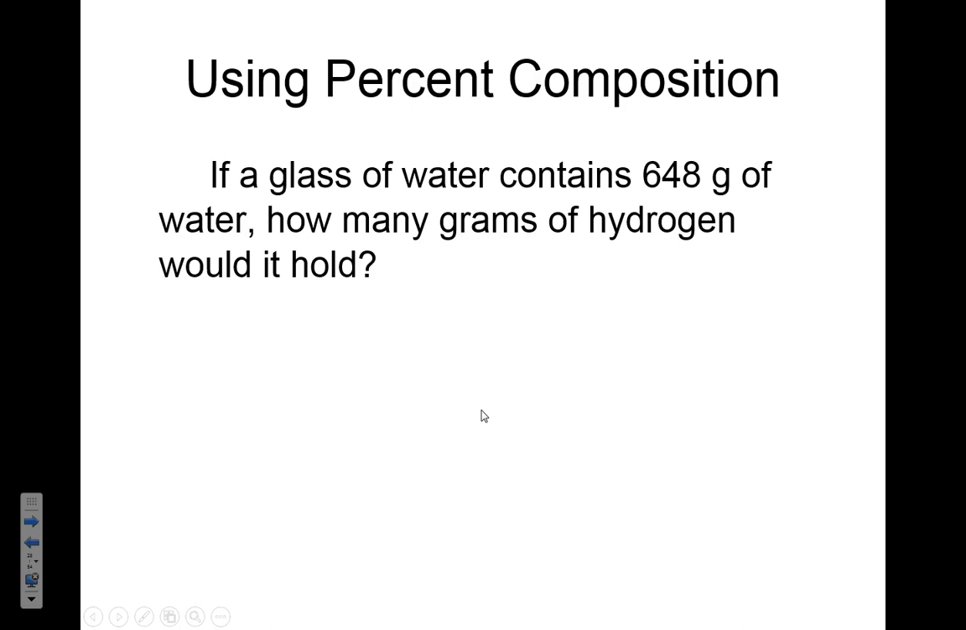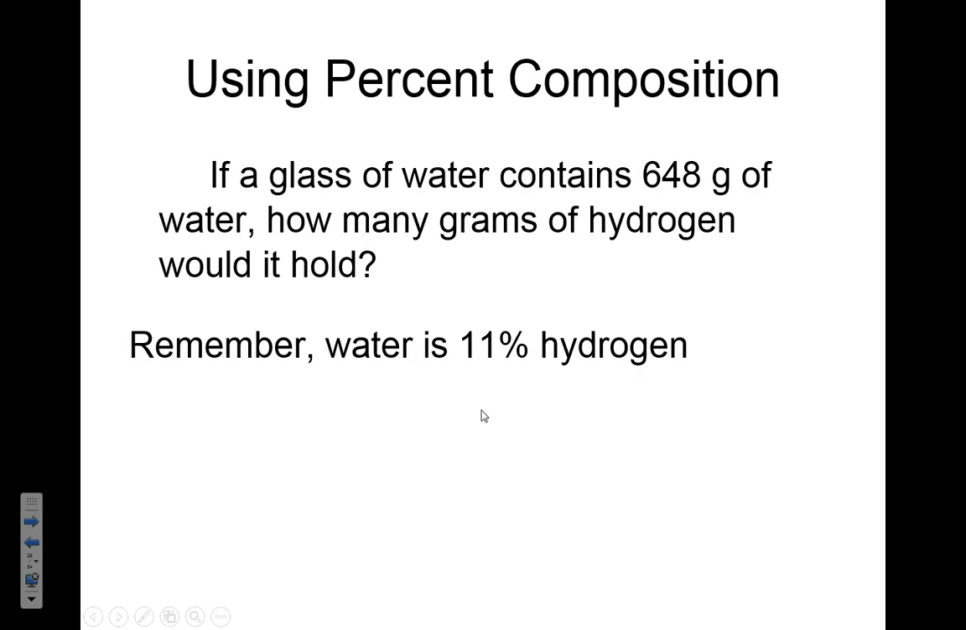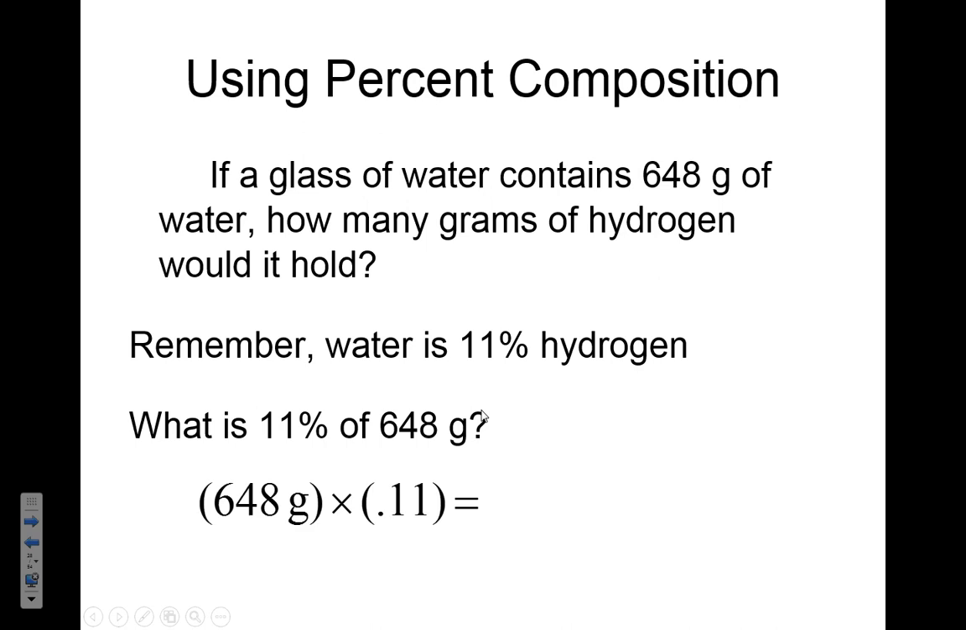Well, let's say we had a glass of water that contained 648 grams of water. Now, is there any way I could use my percent compositions to actually figure out how much hydrogen it would have in it? Well, yeah, there is. I just determined 11% of any sample of water is going to be hydrogen. So all I really need to do is take 11% of 648. Well, remember, we artificially multiply by 100, so we have to divide by 100 to get it back to a decimal. And then we multiply it by our 648.